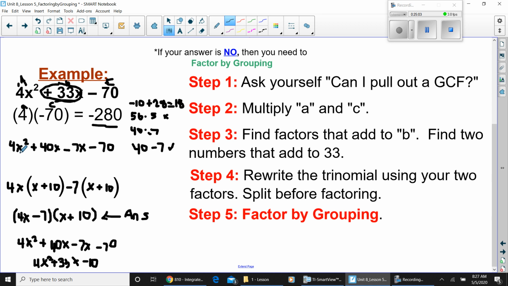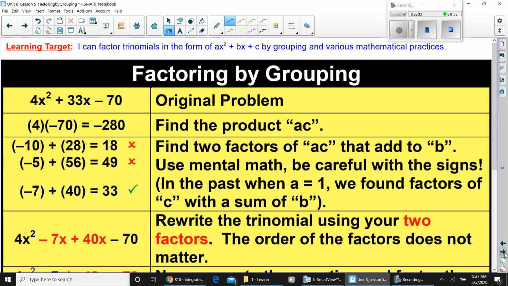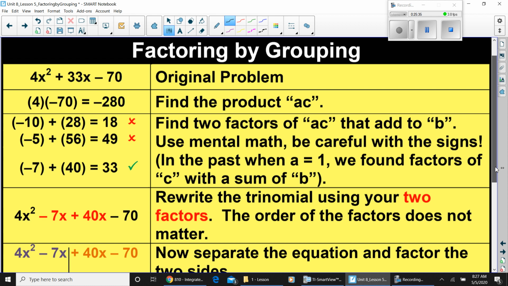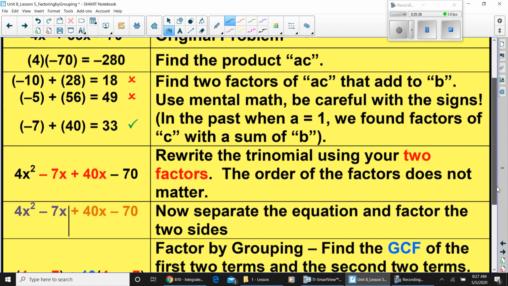When you do that, then you have to factor out the greatest common factor. Once you factor out that 4x and you factor out this negative 7 right here, you realize that inside the parentheses is the same binomial. That is always part of your answer right there. Then 4x minus 7 right there. That is your answer, and you just check it using FOIL. So this page right here is the same exact thing as what we just did, step by step, showing you that you could use it.